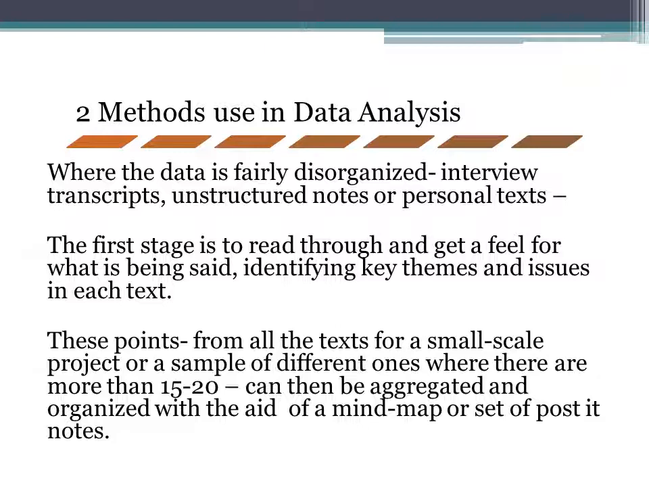the key points from all of the texts for a small-scale project, or a sample of different ones where there are more than 15 to 20, can then be aggregated and organized with the aid of a mind map or a set of post-it notes. In a small-scale project, looking across themes between participants is likely to be easy to do with physical documents, but an alternative useful where there are larger numbers of participants is to enter the data into a database according to the analysis headings and use a mail merge facility to extract and compare entries.